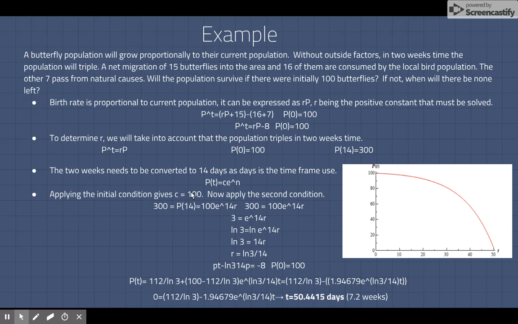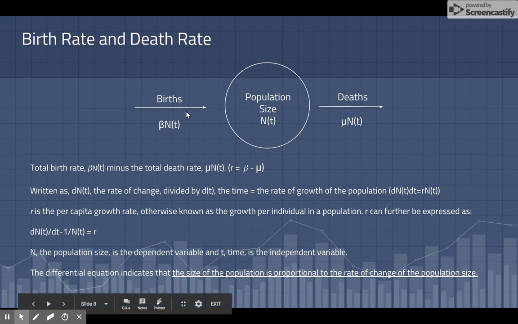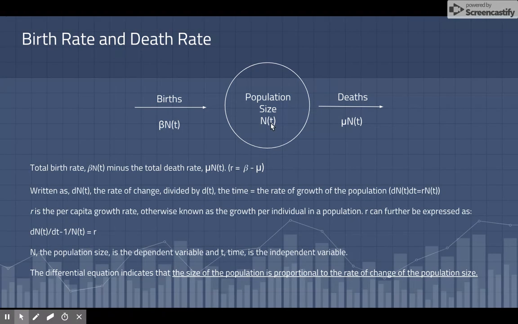Once we've taken into consideration that the unit is in days, and we have calculated the initial condition, which is 0 days, and the condition for 14 days, 2 weeks, is 300, we solve for r. Given r, we are able to plug this back into the formula and solve for t, which is approximately 50 days until the population is eliminated, which is about 7.2 weeks. We can see here to the right this negative curve, and at around 50 days, we see the population is no longer.